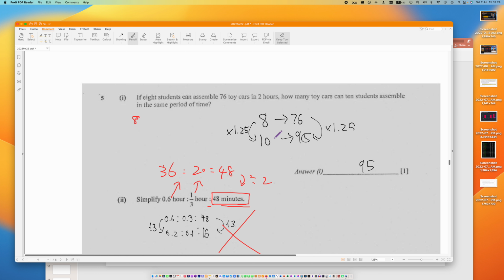Okay, this kind of question you did wrong already. So 8 students, 76 toys, 2 hours, right? So 10 students, 2 hours, how many toys? Can you tell me that this is 1.25? Yeah, 1.25. Okay, good, next.